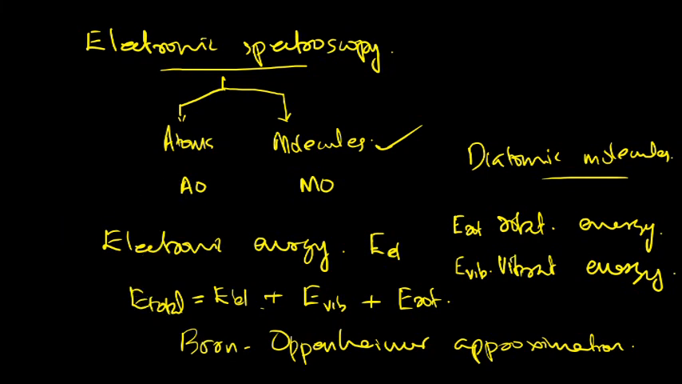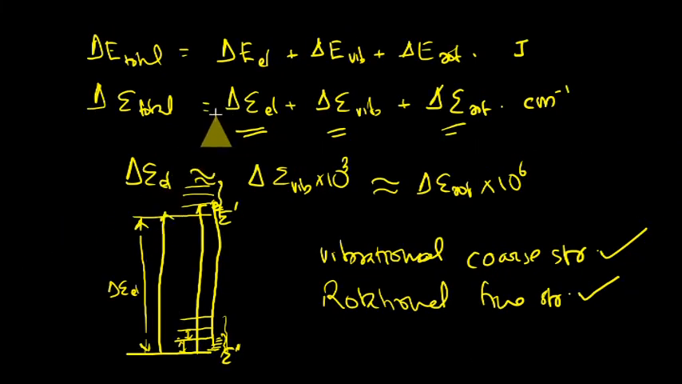energy terms. And then we were talking about the relative order of magnitude of these different types of energies. We saw that the difference between the electronic states will be much, much larger than the difference between the vibrational states, and that will again be much larger than the difference between the rotational energy states. Therefore, within each electronic level there will be a number of vibrational levels, and within those vibrational levels, there will be a number of rotational levels. Therefore, an electronic transition will be accompanied by a vibrational transition, and again by a rotational transition also.